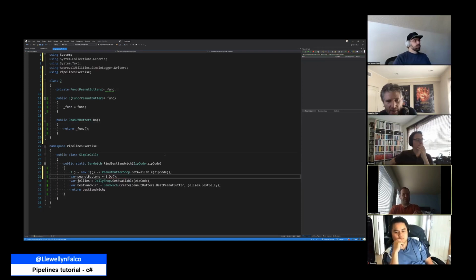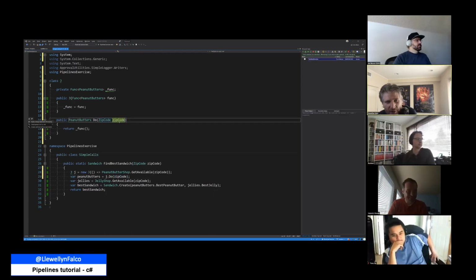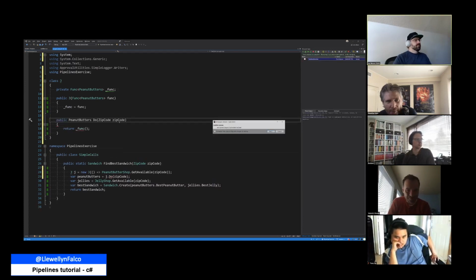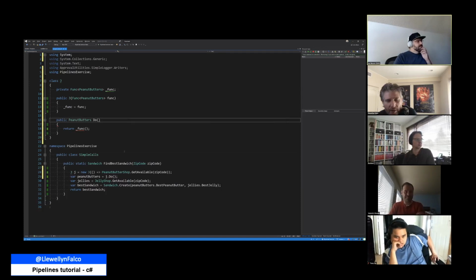You should have used refactoring for deleting unused parameter. That'd also be nice. Alt delete? Yeah. There you go.